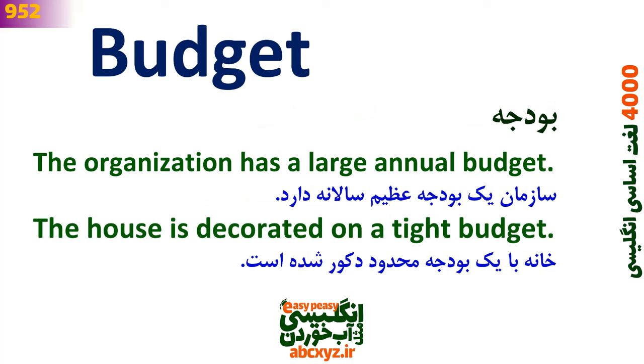Budget. بودجه. The organization has a large annual budget. The organization, organization یعنی سازمان. The organization یعنی اون سازمانه has a large annual budget. Large یعنی بزرگ و وسیع. Annual یعنی سالانه. Budget بودجه. Annual budget یعنی بودجه سالانه. سازمان یک بودجه عظیم سالانه دارد.